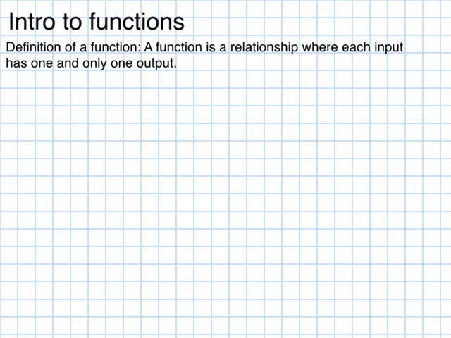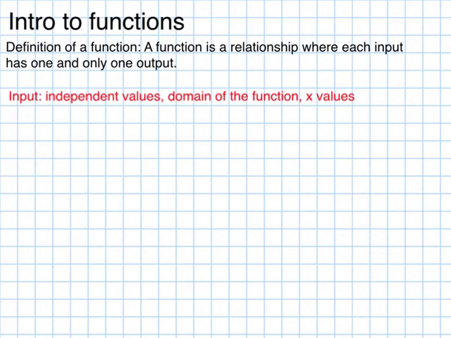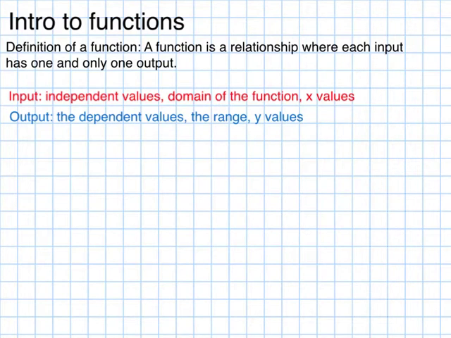The input values are the independent values, otherwise known as the domain of the function. The input values most commonly are known as the x values. So the input can only have one value for each output value, and the output values are as follows. The outputs are the dependent values, meaning they depend on what happens with the independent values. The output describes the range of the function, and it also represents what the y values are.